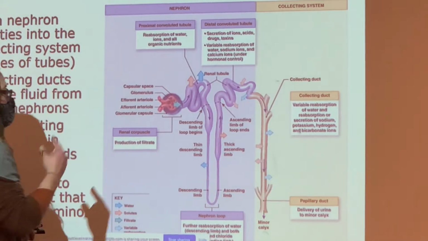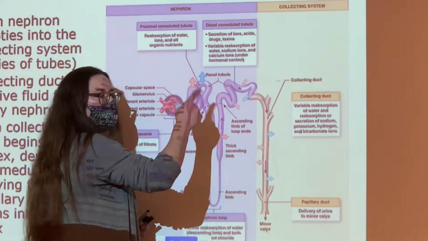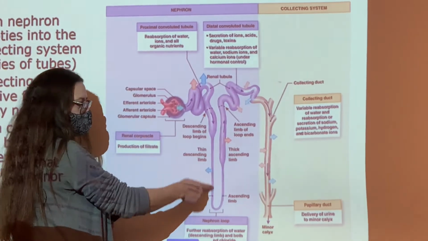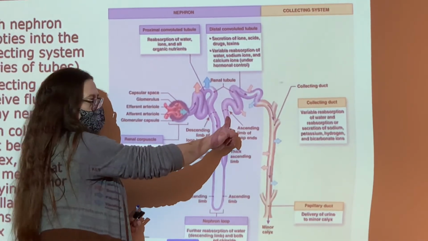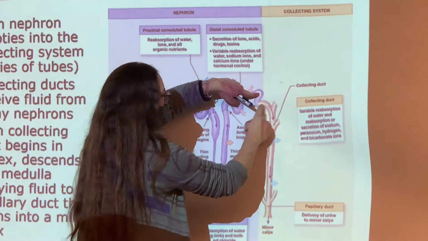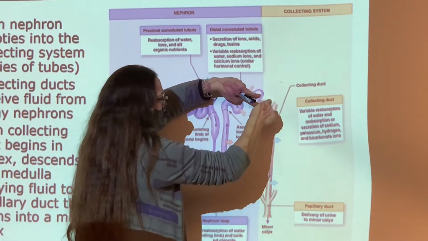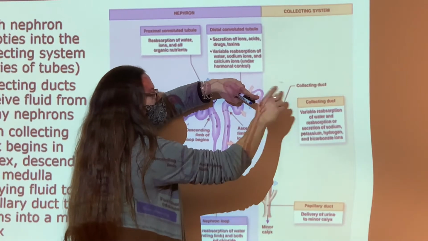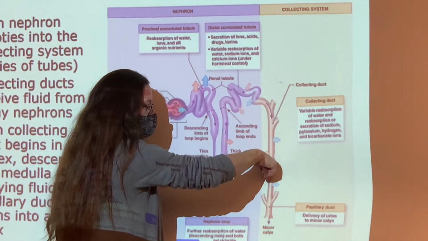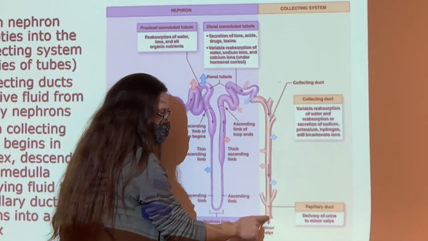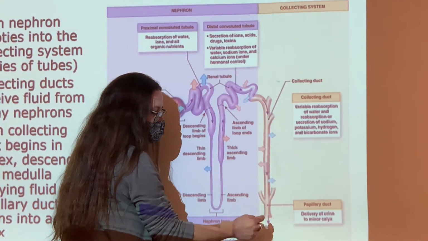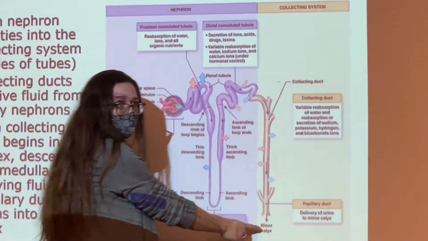Okay? Now that filtrate then will start traveling through the renal tubule. It'll travel through the PCT, then the loop of Henle, which has a descending limb and then an ascending limb, and then into the DCT, and then we're gonna have multiple DCTs from different nephrons draining into a collecting duct. Once that filtrate exits the collecting duct, it is then urine, and it will collect in the minor calyx.